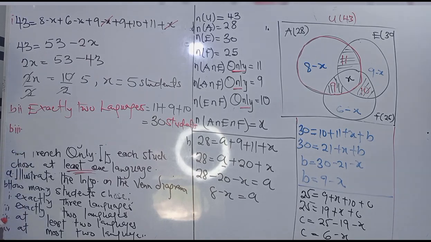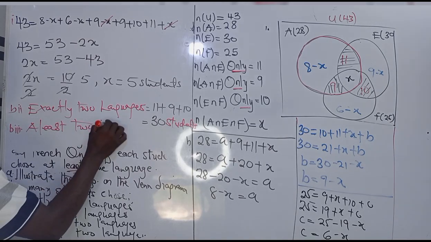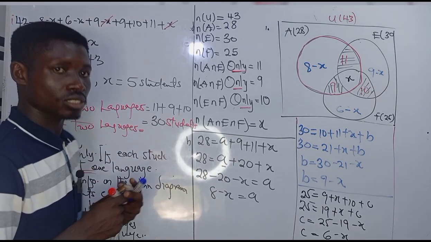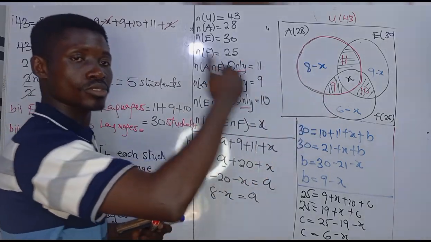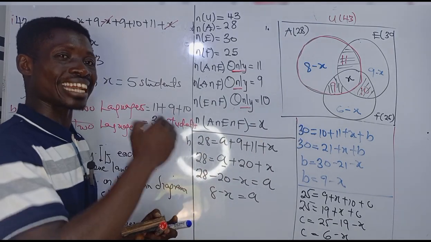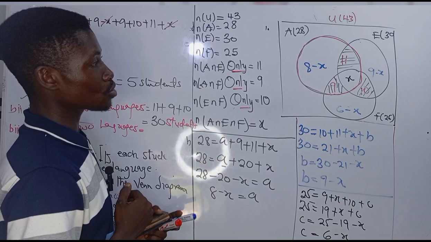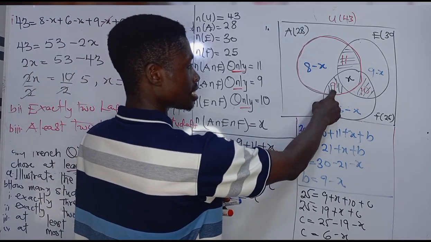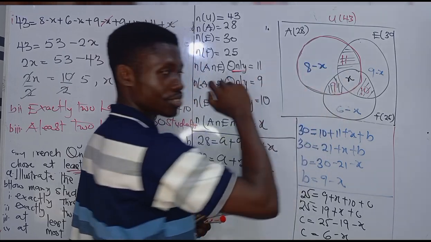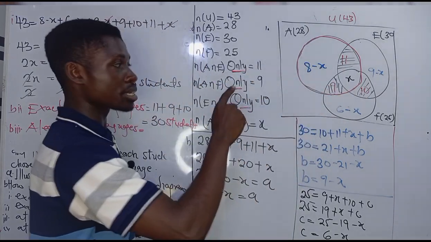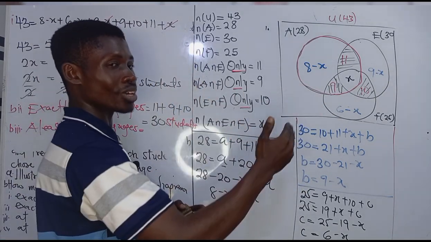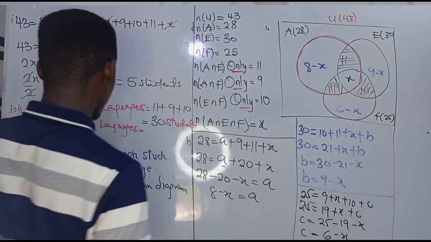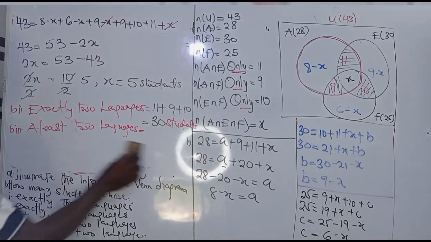Now let's move on to the next one, and that is the number of students who chose at least 2 languages. So when we talk about at least 2 languages, then we are looking at 2 languages or more. So 2 languages or more, then we are talking about this region, this region, this region, and this region, because this region represents 2 languages, and then this region represents 3 languages. So 2 languages or more. That's what at least means.